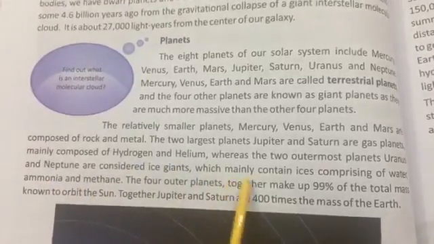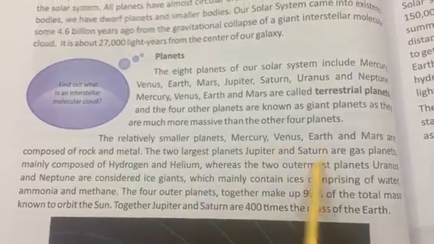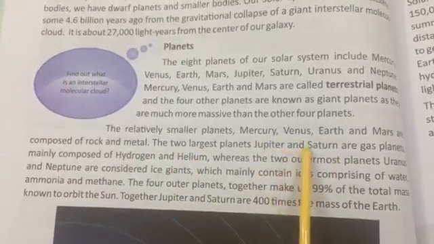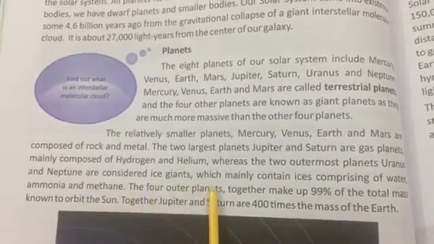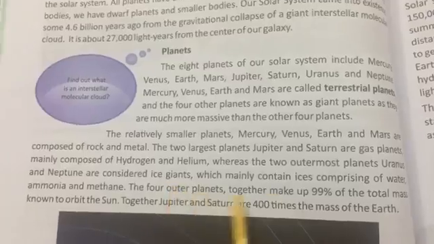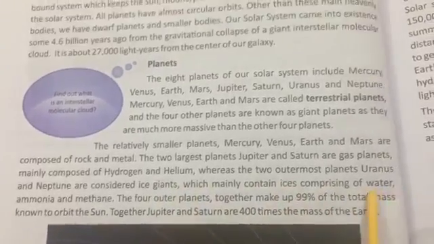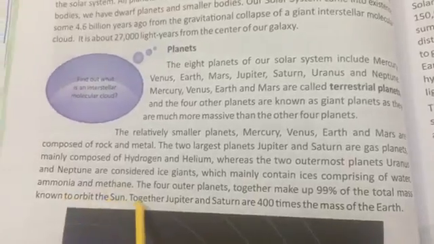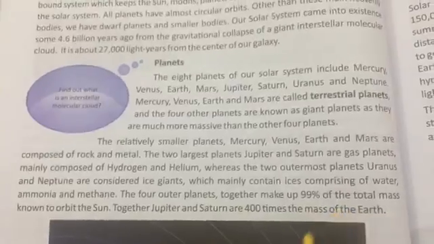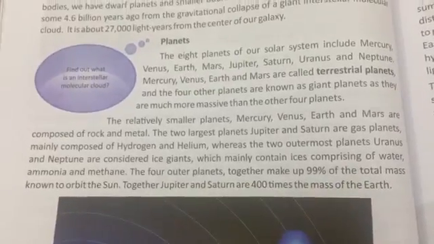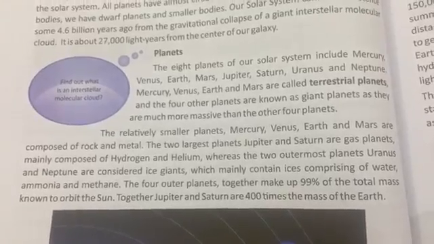So we find rock and metal on the first four terrestrial planets. Then we have the two gas planets, and the outermost last two planets are known as the ice giants because they are composed of ice, made up of water, ammonia, and methane. The four outer planets together make up 99% of the total mass known to orbit the Sun, and together Jupiter and Saturn are 400 times the mass of the Earth.